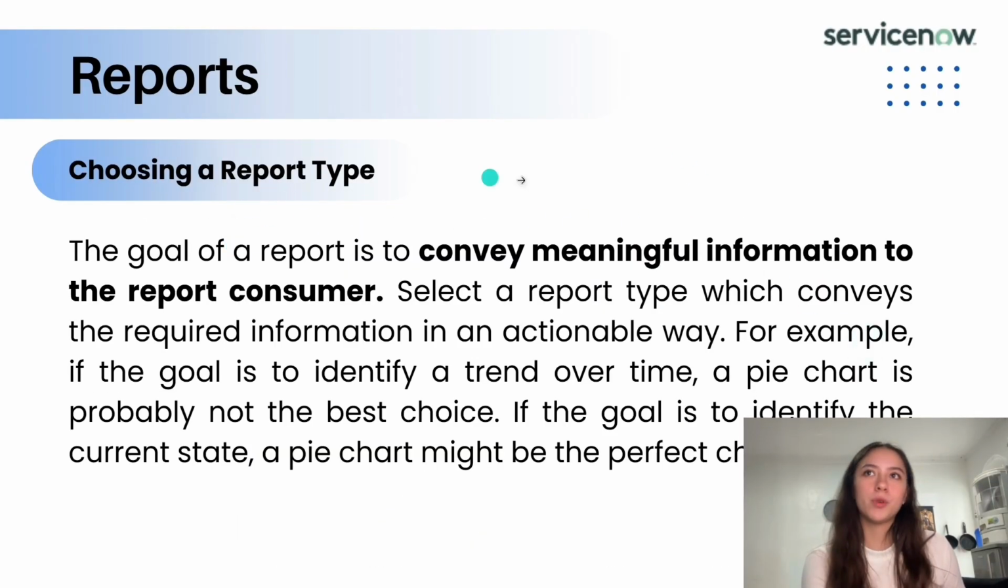So, choosing a report type. The goal of a report is to convey meaningful information to the report consumer. Select a report type which conveys the required information in an actionable way. For example, if the goal is to identify a trend over time, a pie chart is probably not the best choice. If the goal is to identify the current state, a pie chart might be the perfect choice.